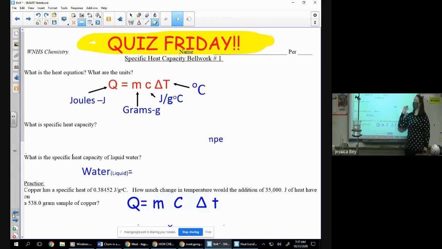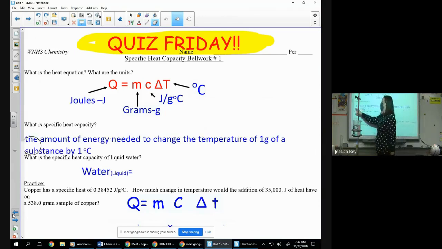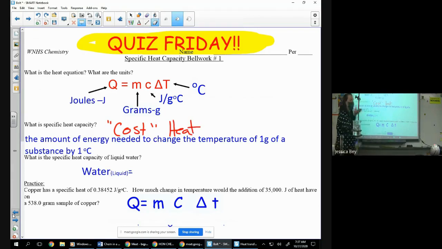And then delta T is change in temperature, and you're always going to have degrees Celsius with that, correct? So this idea of C is specific heat capacity. The stuffy definition is the amount of energy needed to change 1 gram of a substance by 1 degree Celsius. What I think of it as is the cost to heat. Does it take a lot of energy to heat it, or does it take a little bit of energy to heat it? Okay, so that's kind of what we're thinking there.